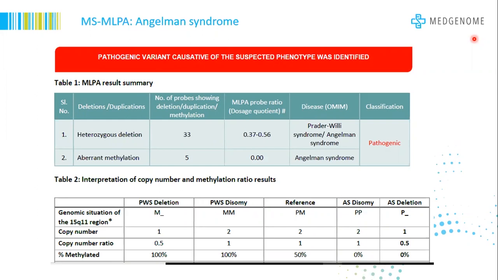If you send just an MLPA for microdeletion, microduplication, you might miss out on the methylation testing. But with MS-MLPA testing, both are tested, and this confirmed the diagnosis that this child had Angelman syndrome due to deletion of the Angelman syndrome area on the 15q11 region.